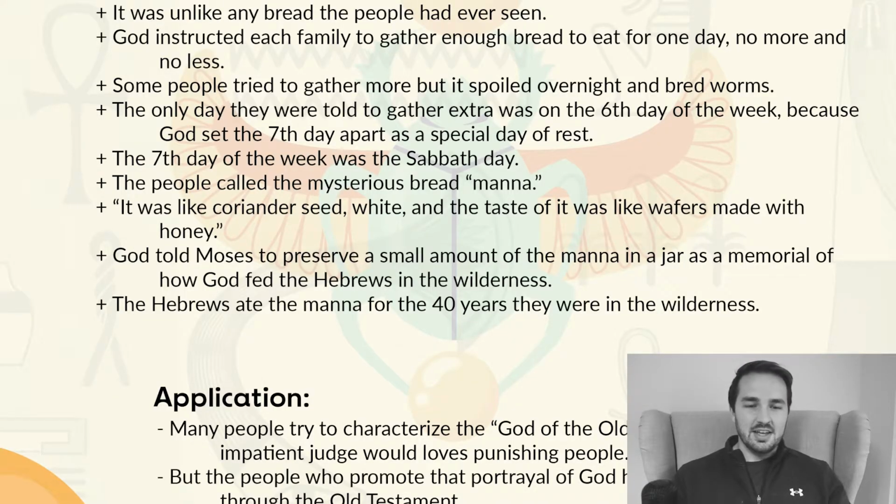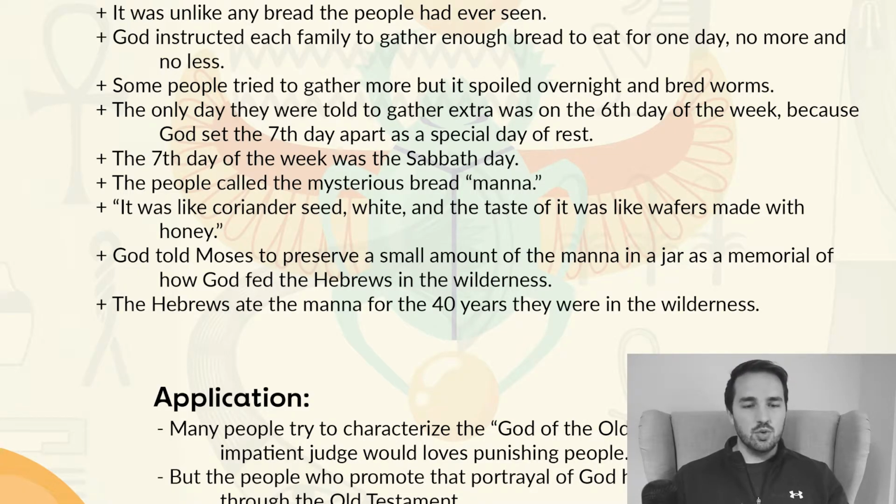Disgusting. The only day that the people were told to gather extra was on the sixth day of the week, because God set the seventh day apart as a special day of rest. You remember talking about that, God's Sabbath day laws on every seventh day of the week. The people weren't supposed to do any work. And so they were going to gather extra on the sixth day for the seventh day so they could observe the Sabbath. The people called this mysterious bread manna.